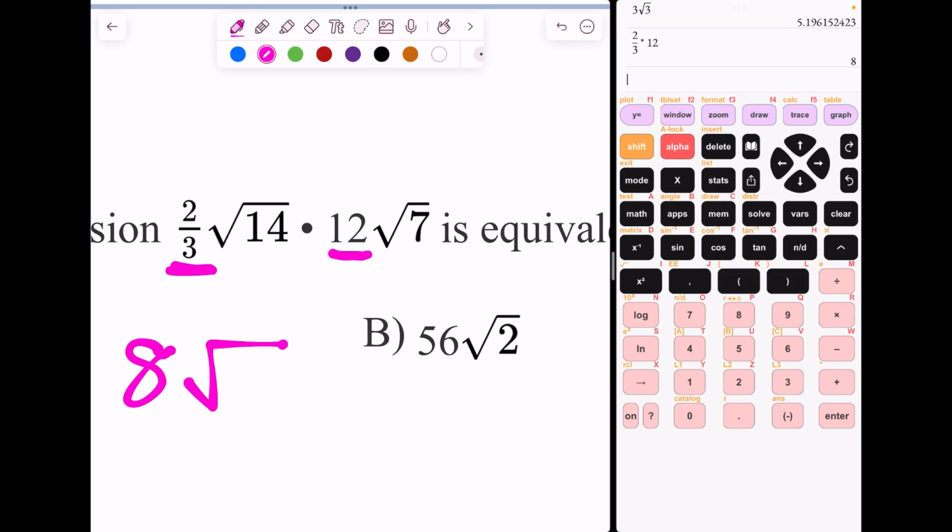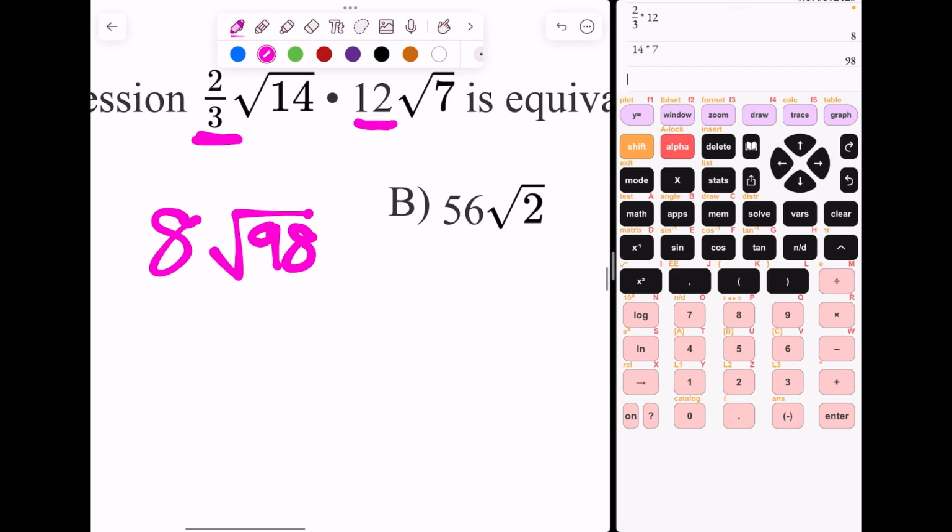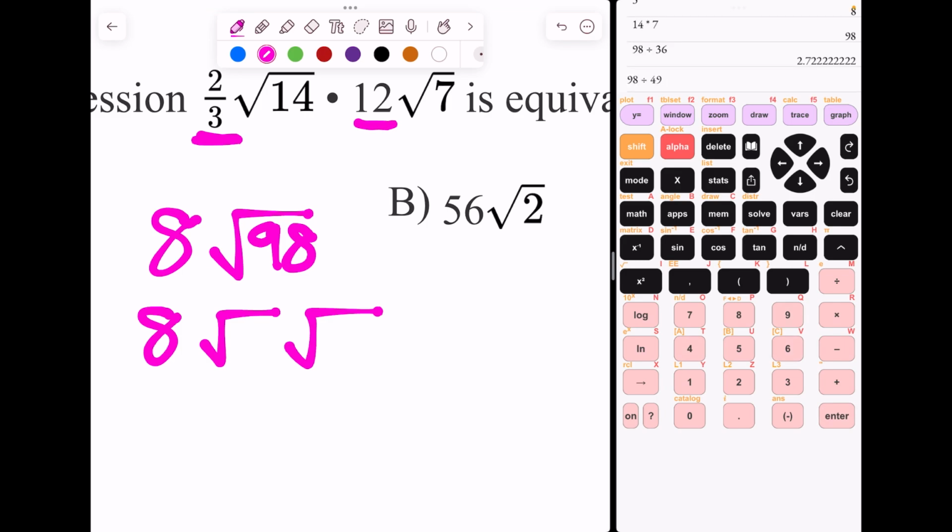And then let's see, what is 14 times 7? 98, very nice. Now the square root of 98 is not a nice number, so we have to simplify it. Let's try some different things. Did that divide into 36? No, what about 49 maybe? 49 works. 49, which is our perfect square number, times 2, which is going to be our bad house. It's the number that will not simplify.